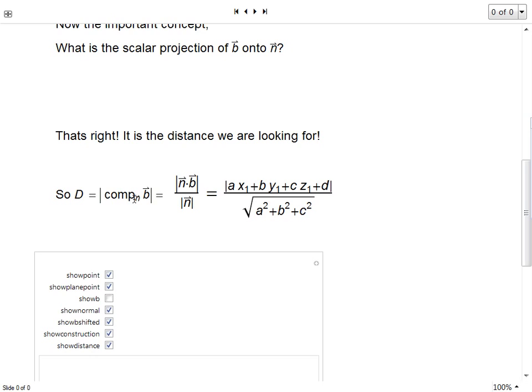So the definition of the component of B onto n means really the length of the projection of B onto n, which is the absolute value of n dot B over the magnitude of n, which turns out to be all this over here. I'm not really going to use that formula. I'm going to stick with this one right here. Okay? Any questions? We're going to do a problem.